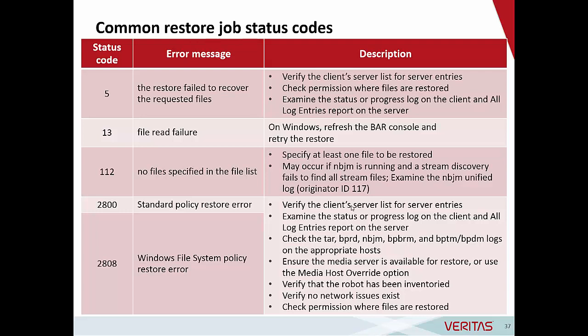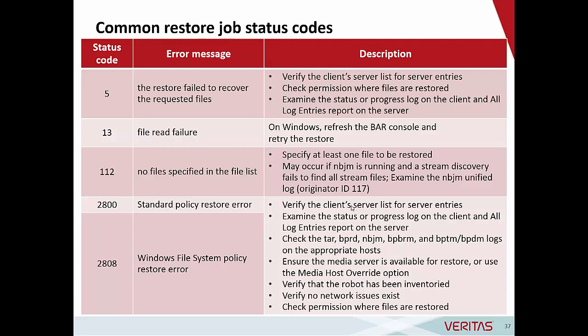The 2800 is a standard policy restore error. There are a couple of different solutions here I should take a look at. I should take a look at the client's server list for server entries, and make sure it's not a permissions issue. And the 2808, the file system policy restore error, is pretty broad. So I'm going to want to go through and take a look at the progress log within the BAR console, and also some of the detailed debug logs to look for pointers as to what's causing this issue.